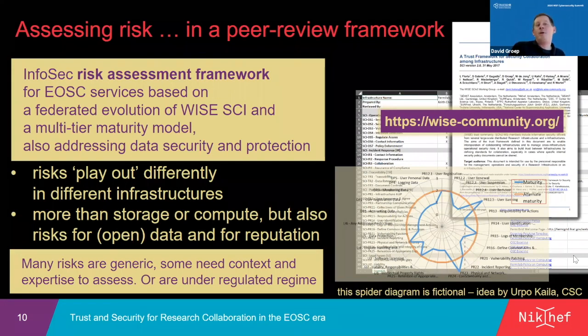and we propose the Security for Collaboration Amongst Infrastructures, SCI framework, and you can find that on wise-community.org, which promotes a self-assessed maturity model that you can have peer-reviewed by similar infrastructures and service providers. And you end up with a nice spider diagram that you can publish, and that maturity level can then encourage collaboration between the infrastructures. Because we know that risk will play out very differently in different infrastructures.